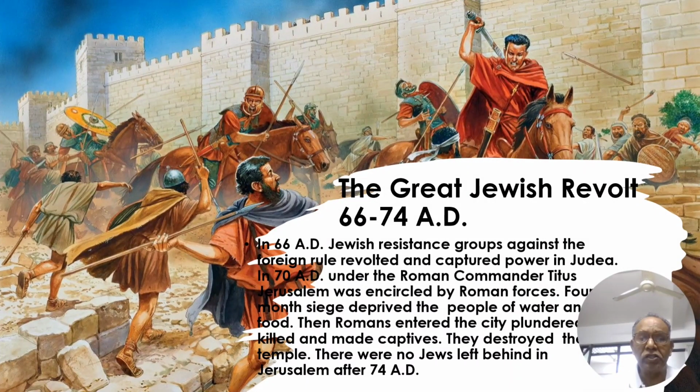The Great Jewish Revolt, 66 to 74 AD. In 66 AD, Jewish resistance groups against the foreign rule of the Romans revolted and captured power in Judea. So by 70 AD, under the Roman commander Titus, Jerusalem was encircled by the Roman forces, and a 4-month siege deprived the people of water and food. The Romans entered the city and then plundered and killed the people and made people captives also.